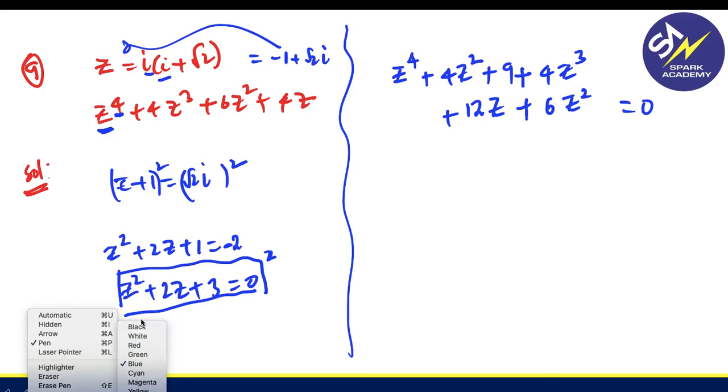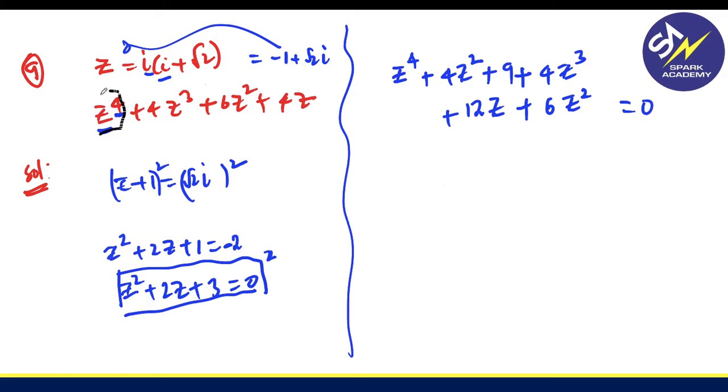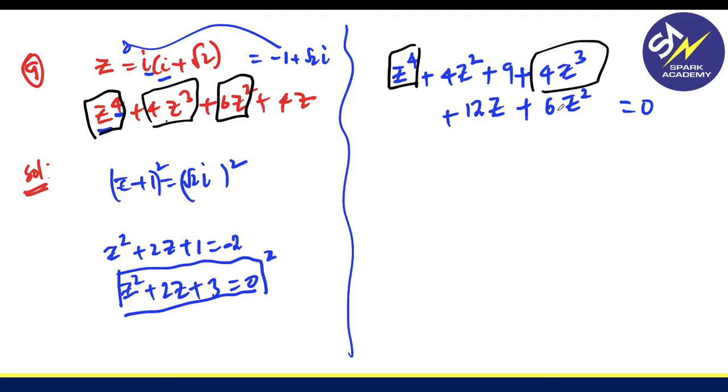Now look at the expression which we have. What is the question given to us? Z power 4 is there, here also z power 4 is there. 4z cube is there, here also 4z cube is there. 6z square is there, here also 6z square is there. 4z is not there, so I can write this as 8z plus 4z. In this way 4z also we will get.